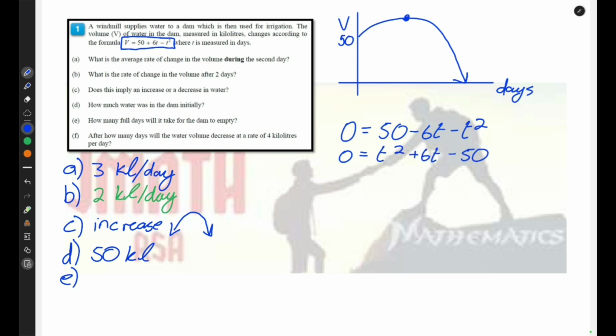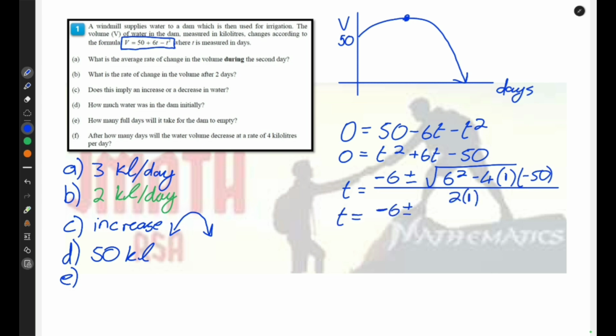And now I need to see, I don't think there's factors of 50 that's going to subtract to give me a 6. So I'm just going to use the formula. So the formula t is equal to minus b plus minus the square root of b squared minus 4ac, all over 2a. And if I type that in a calculator, it tells me it has an x-intercept when t is 4.68 or when t is minus 10.68.